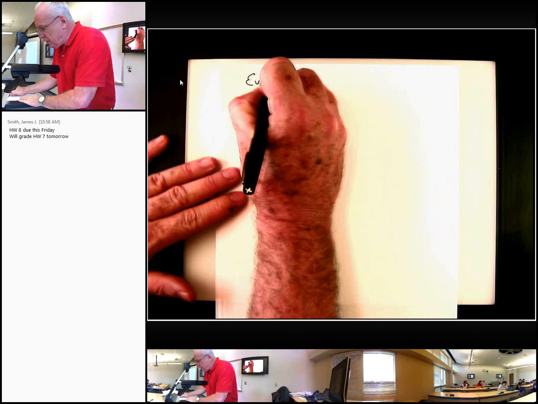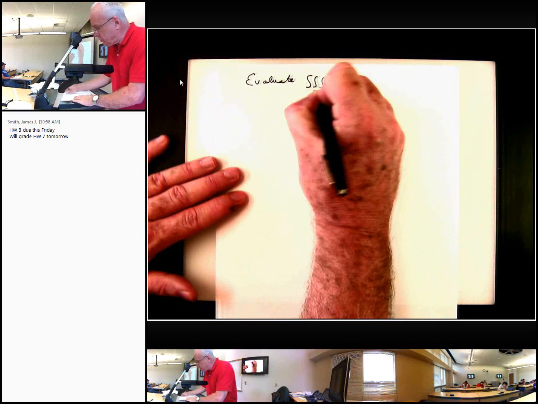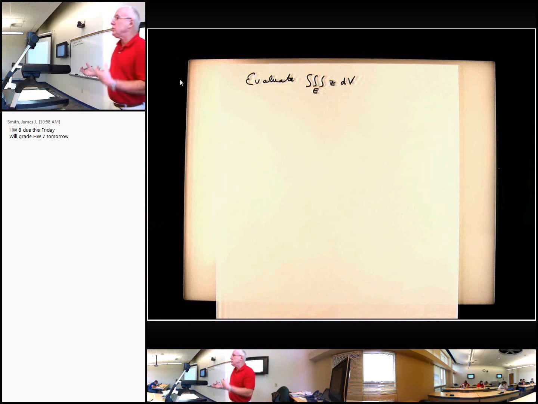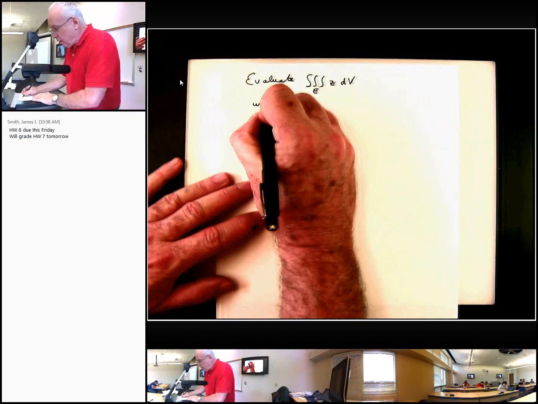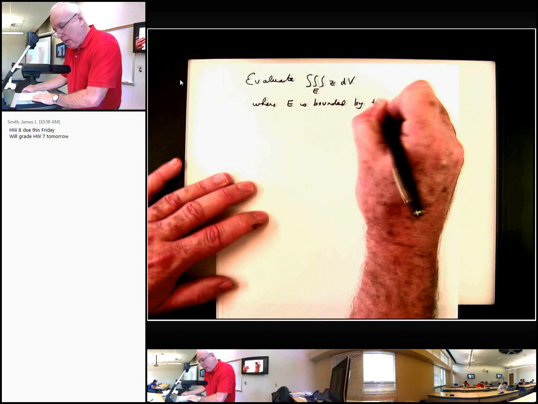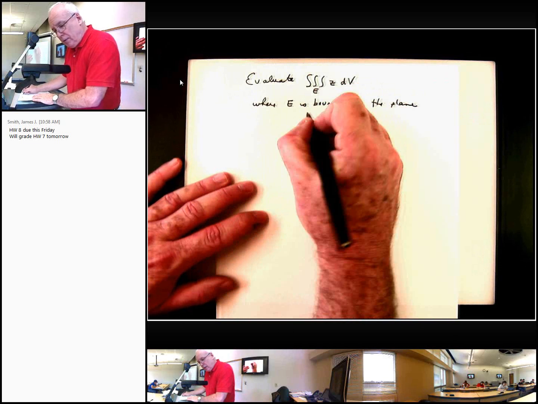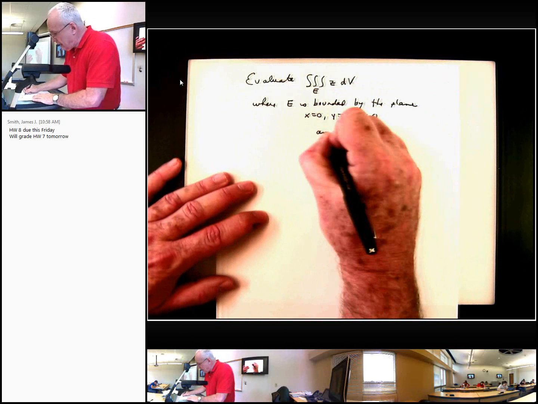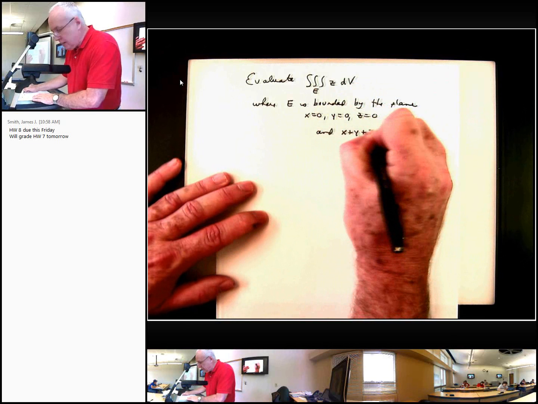Is everybody okay with that last example? At least that one actually was one of the easier types of problems because everything was all set up for you. This one is not quite so straightforward. We're asked to evaluate a triple integral over some solid E of z dV. And then we get a description of what this solid is, where E is bounded by the planes x equals 0, y equals 0, z equals 0, and finally, x plus y plus z equaling 1.